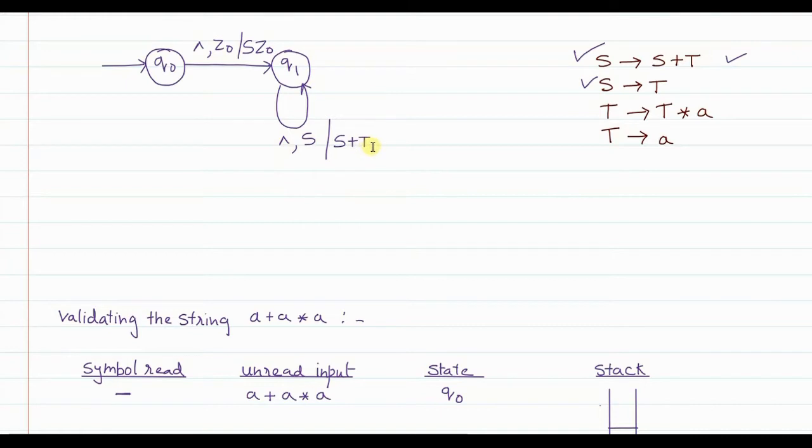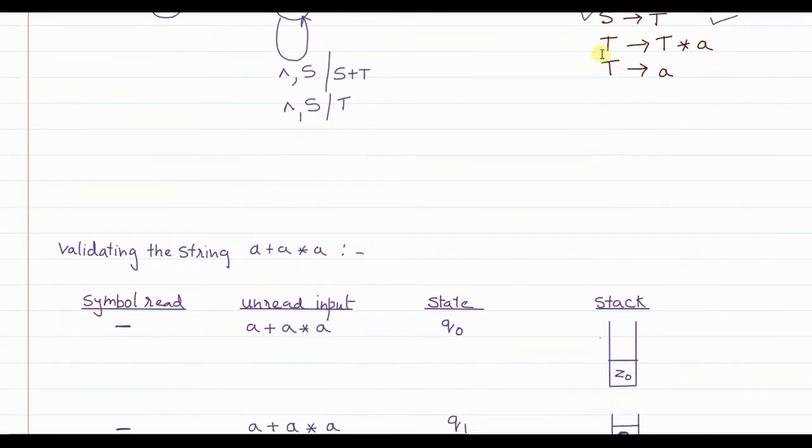Very simple. Also, we are replacing S with S plus T, but S has another term in the production. S can also be replaced with T, so I have to write that also. So when nothing is read as input yet, and S is on top of the stack, a non-terminal on top of the stack, S can also be replaced with T. This is how both the productions have been taken care of.